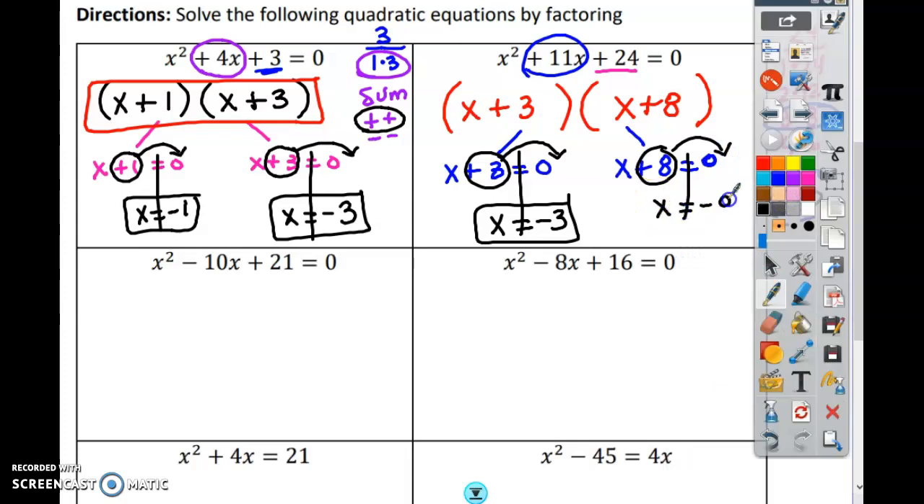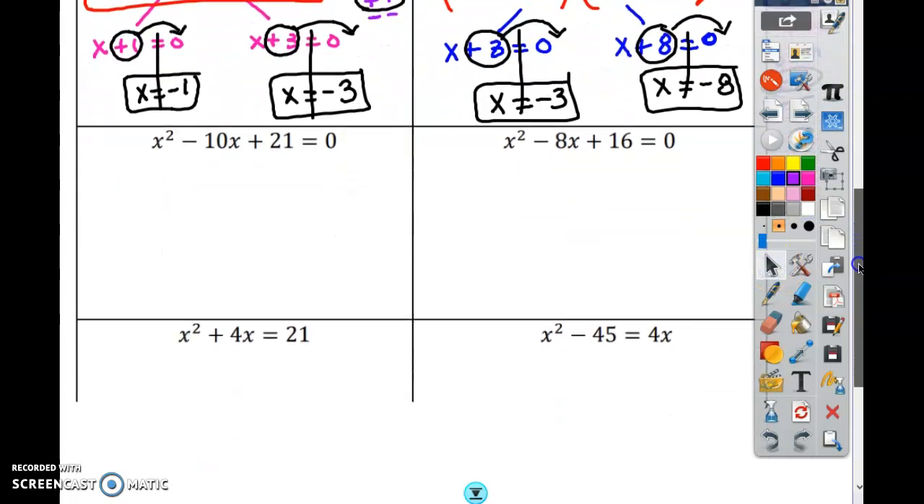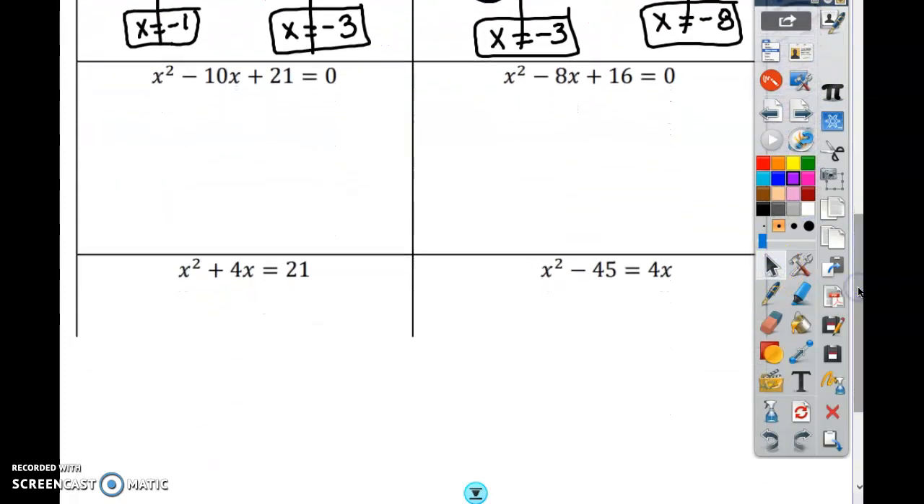X equals negative 8. Okay, I want you to pause the video and do this one and this one. Pause the video now and do those two and we'll check them in a little bit. You should have paused the video so that you can practice by yourself without copying all my work.